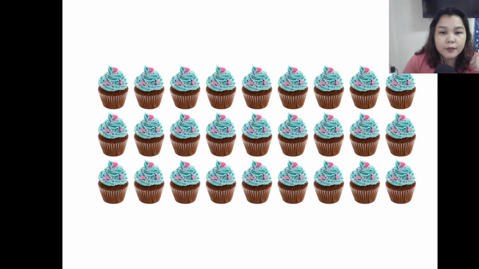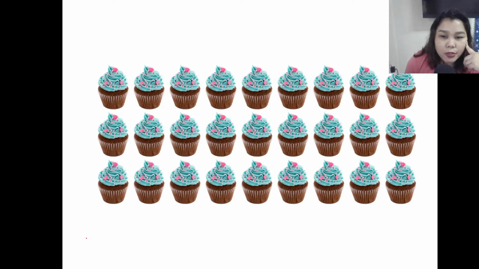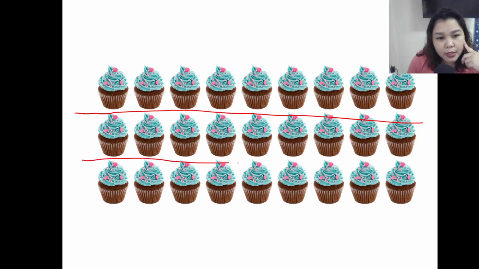Okay, another. Ito naman, cupcakes. Let's decide what will be our first group. Okay, let's divide this one. Okay, now we have 3 groups. So, pantay ang laman. Okay, it means that we need to make an expression out of this equation.